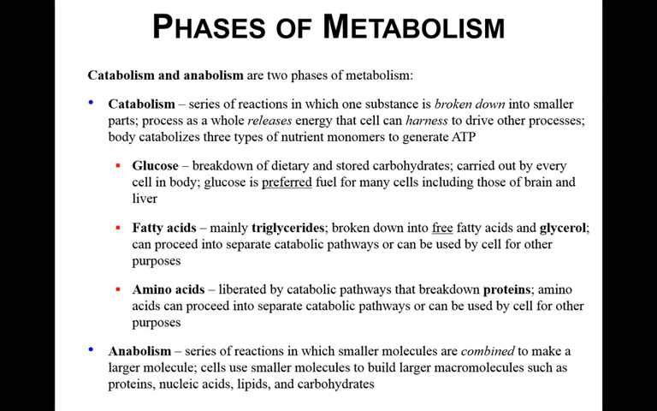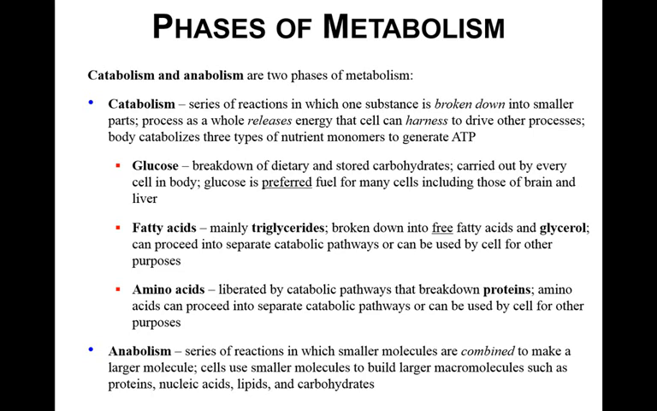Now, catabolism and anabolism are 2 phases of metabolism. Again, you've studied this already in 103. Catabolism is when you break it down. It's a series of reactions that breaks down the whole and releases the smaller parts. In that process, you release energy that can be used to drive other processes. And your body catabolizes 3 types of nutrient monomers in order to make ATP: glucose, fatty acids, and amino acids.